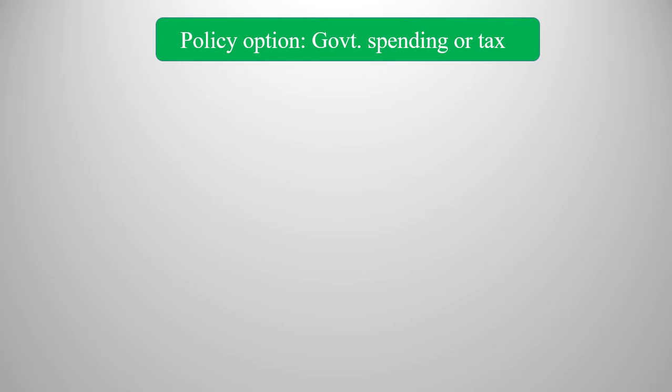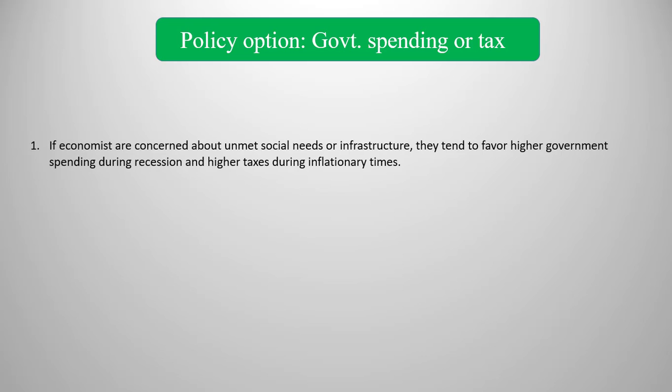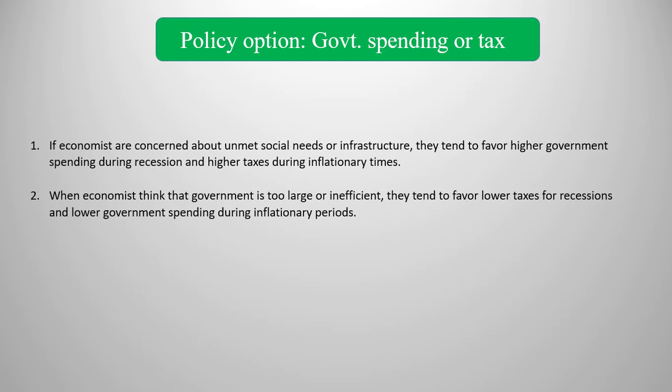Policy option: government spending or tax. Economists have mixed views about whether to use government spending or tax changes to promote stability, depending on their view of the government. If economists are concerned about unmet social needs or infrastructure, they tend to favor higher government spending during recession and higher taxes during inflationary times. When economists think that government is too large or inefficient, they tend to favor lower taxes for recessions and lower government spending during inflationary periods.